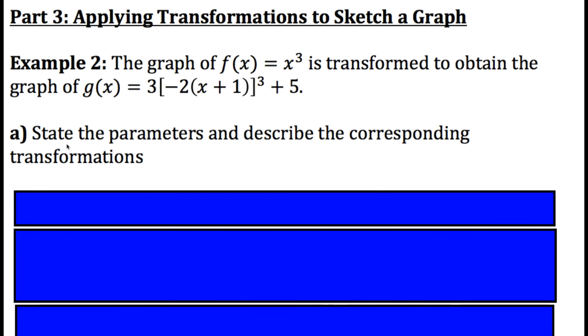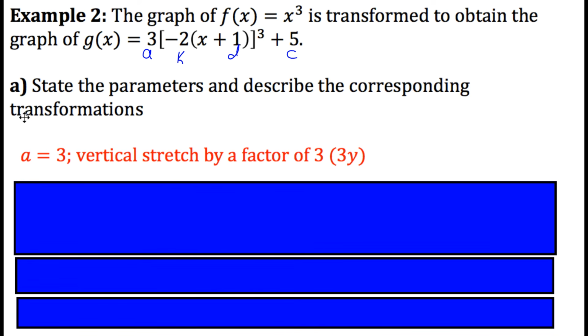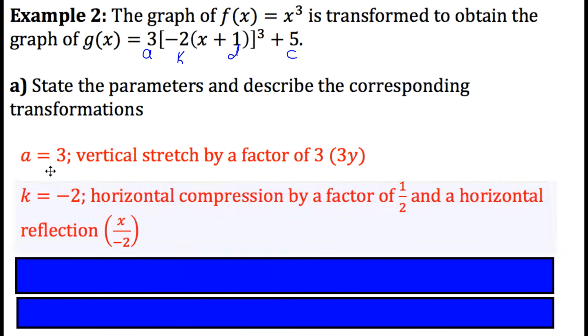Okay, the next two examples are actually going to be graphing questions. Example 2, the graph of x cubed is transformed to obtain this transformed function g at x, which has an a, k, d, and c parameter doing the transformation. So before I actually graph this transformed function, let's state the transformations in words again. So the a value is 3, which does a vertical stretch by a factor of 3. The k value is -2, which does a horizontal compression by a factor of 1 over the absolute value of k, so 1/2. And the fact that it's negative means a horizontal reflection.